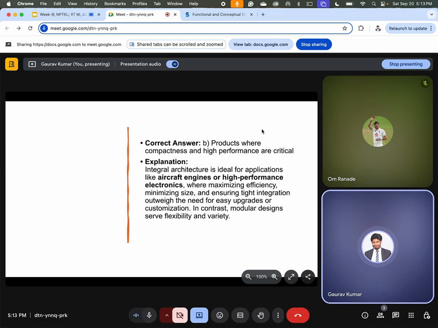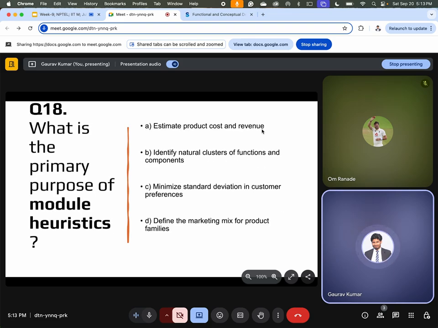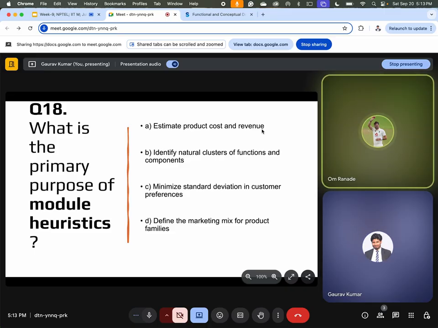Now moving towards the next questions. Question number 18. What is the primary purpose of modular heuristic? Is it estimate product cost and revenue, or identifying the natural cluster of functions and components, minimize the standard deviations in customer preferences, or define the marketing mix for product family? What could be the right answer? B. Identify natural clusters of functions and components.